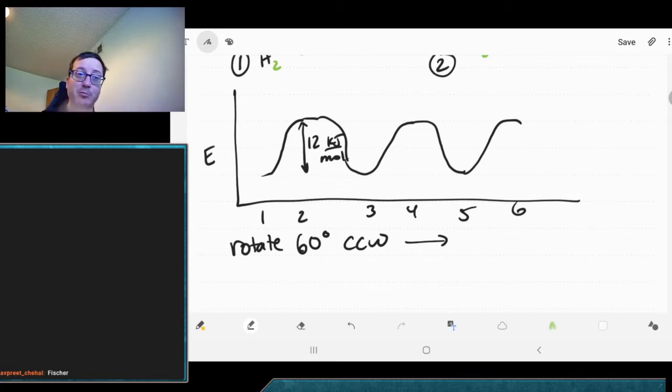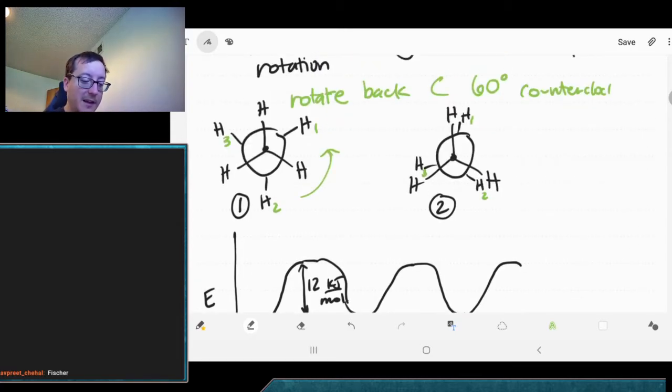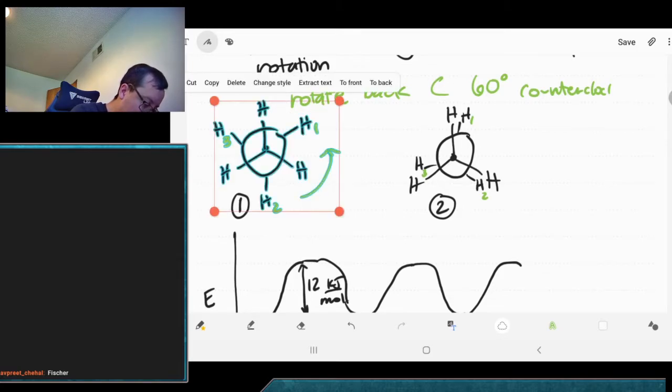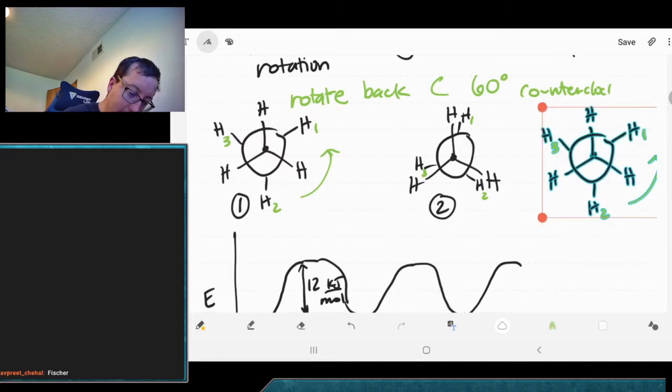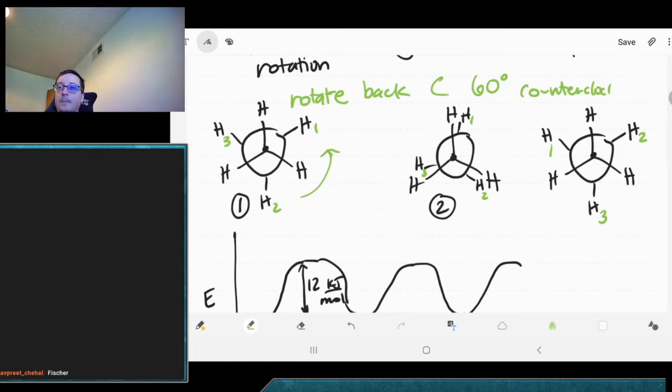If we just keep rotating, if we rotate it again 60 degrees counterclockwise, we end up with the same thing that we started with. And I'm gonna just copy it here. If we rotate it, and then we'll talk about why state 2 is higher energy. And I'm gonna change the numbers now because they're different. If I rotate this again, now hydrogen 1's there, hydrogen 3's there, hydrogen 2's here. The ones on our back carbon.